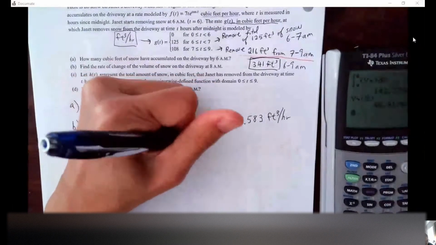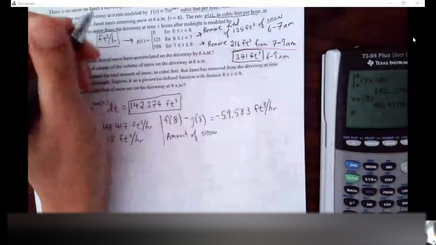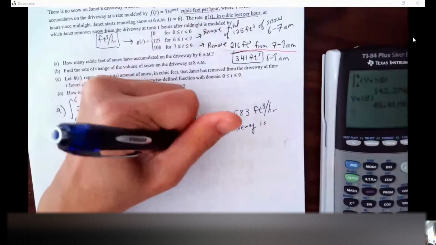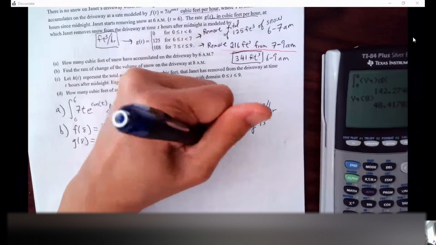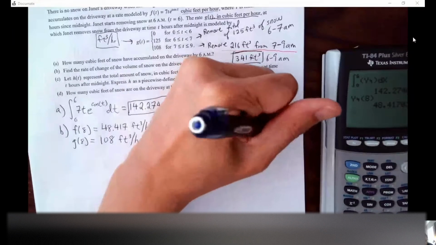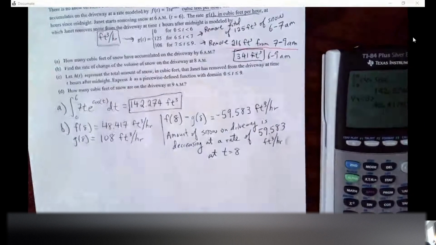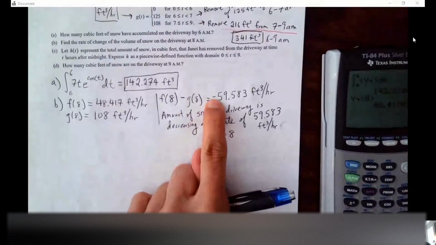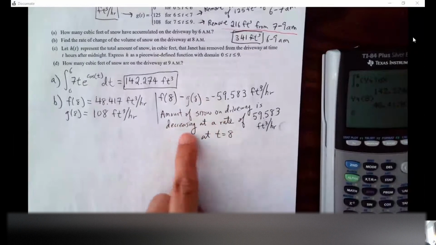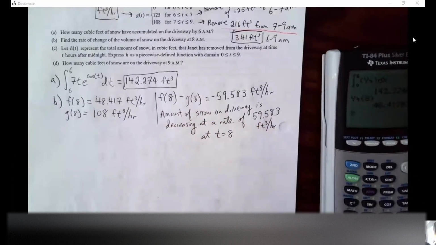So to put this into words, we can say the amount of snow on the driveway is decreasing. Okay, so the negative indicates that the volume is decreasing, so the amount of snow on the driveway is decreasing at a rate of 59.583 cubic feet per hour at 8 a.m.